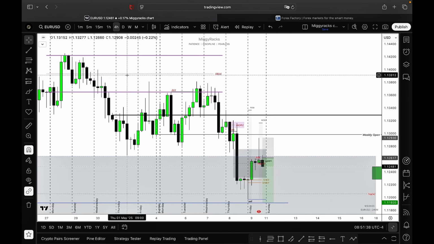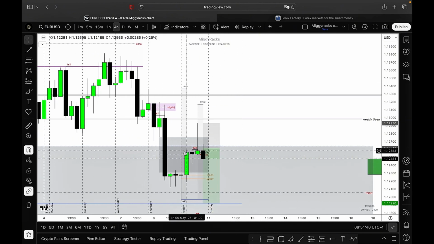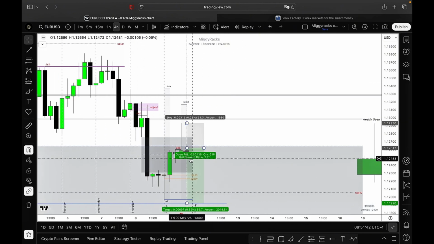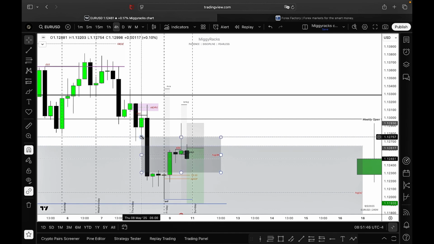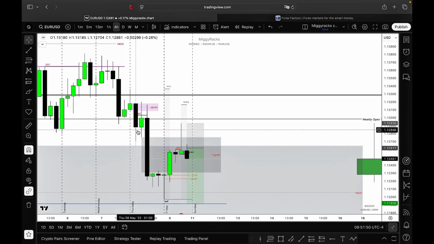So yeah, if you look on the 4 hour now, we got a full close. Let me open this up a bit. There's a 4 hour fair value gap. So on Thursday, we got a move into a daily order block.